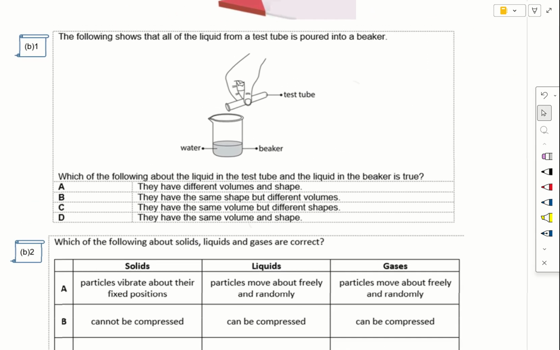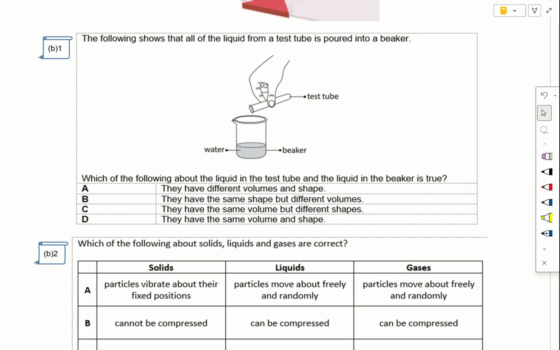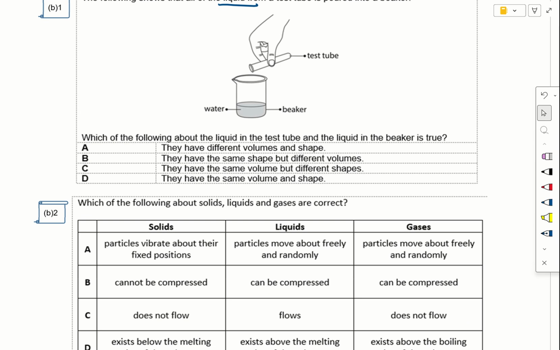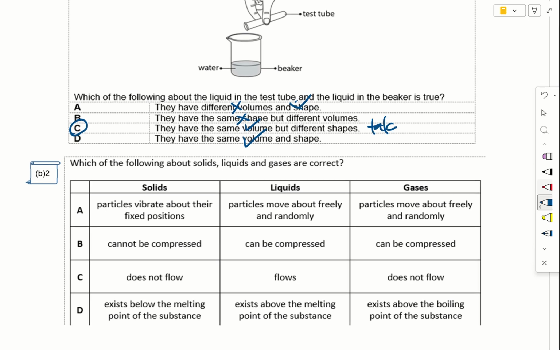Can we try B1? The following shows that all the liquid from a test tube is poured into a beaker. So it is liquid. We are asked which of the following about the liquid in the test tube and the liquid in the beaker is true. They have different volumes? No, they have the same volume. So this is incorrect. They have different shapes. This is true. They have the same shape? This is not correct. They have the same volume. True, true, but different shapes. True. So the answer is C, right? They take on the shape of the container.